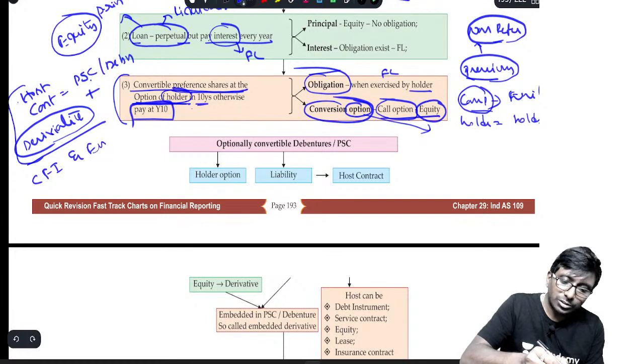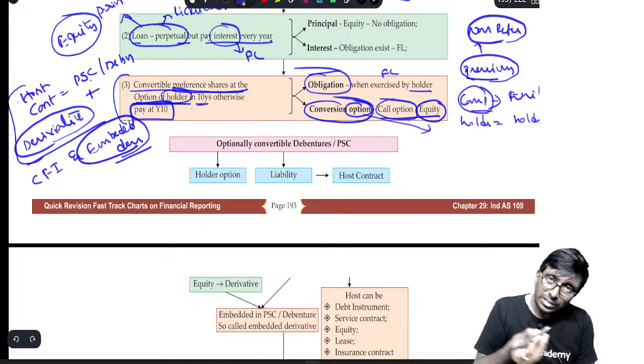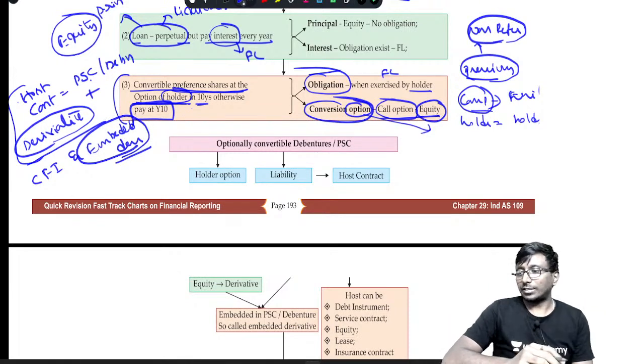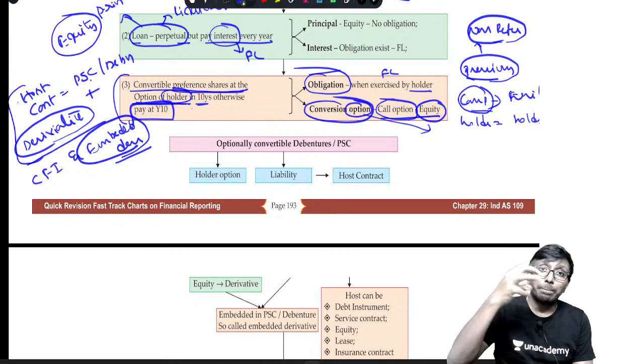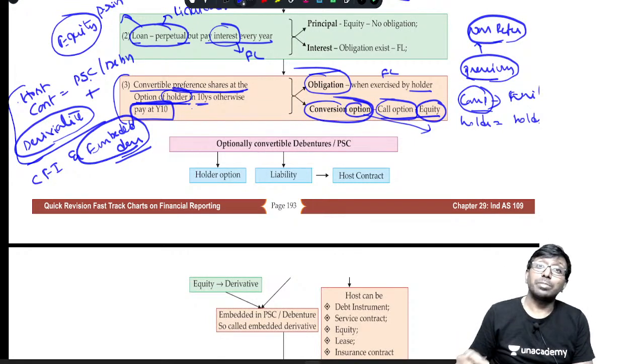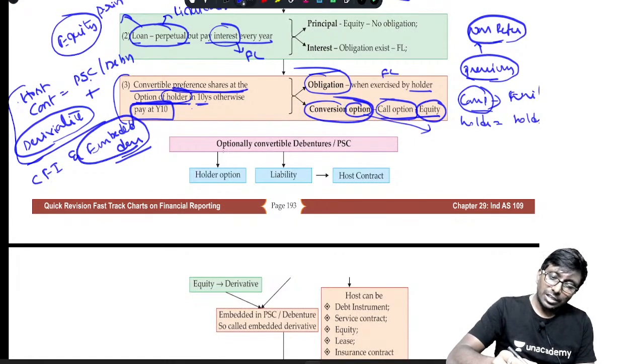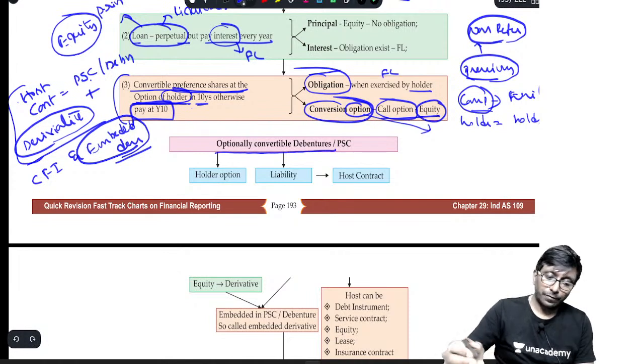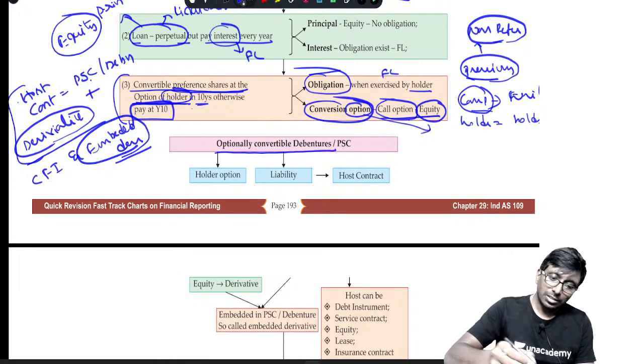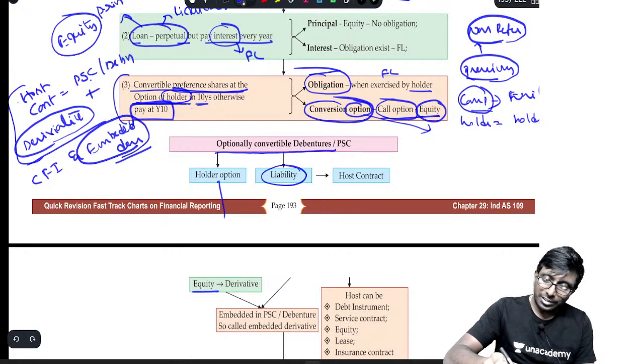And one more name we use is embedded derivatives. Yes, the derivative is embedded in the host contract. It is included. It has become part and parcel of the host contract. Got my point? If it is optionally convertible debentures or preference share capital, at the option of the holder, then obviously equity. Optionally convertible debenture: a liability is nothing but the host contract.